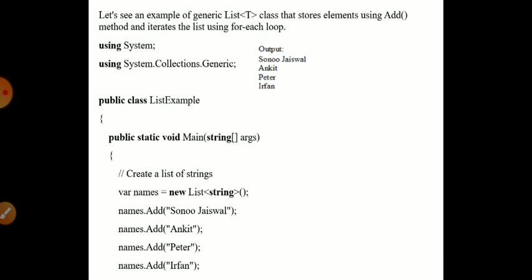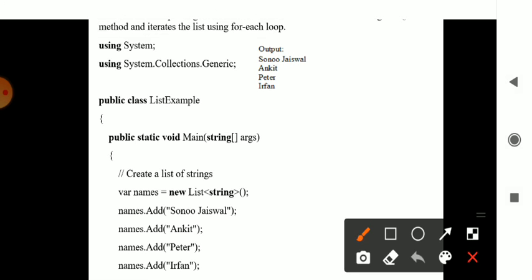The program will list out all the elements which are there in the program. So you have using System.Collections, then you have the class name, then you have the Main method. In that you consider the variable names of type string, which will be put into the names object. Okay, so to put the elements into the memory, you use names.Add. It will be names.Add Sonu, names.Add Ankit, names.Add Peter, names.Add Irfan.